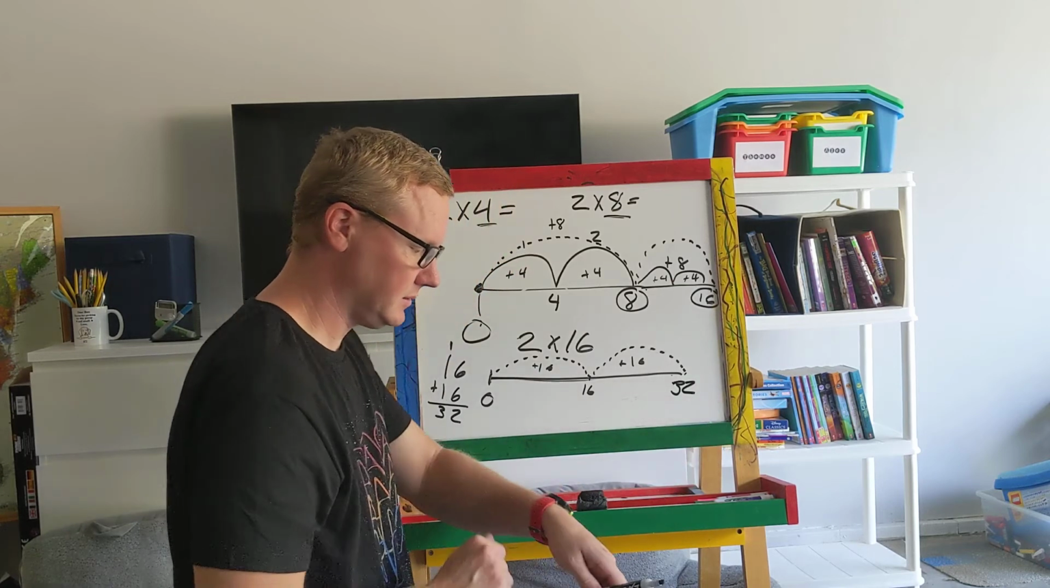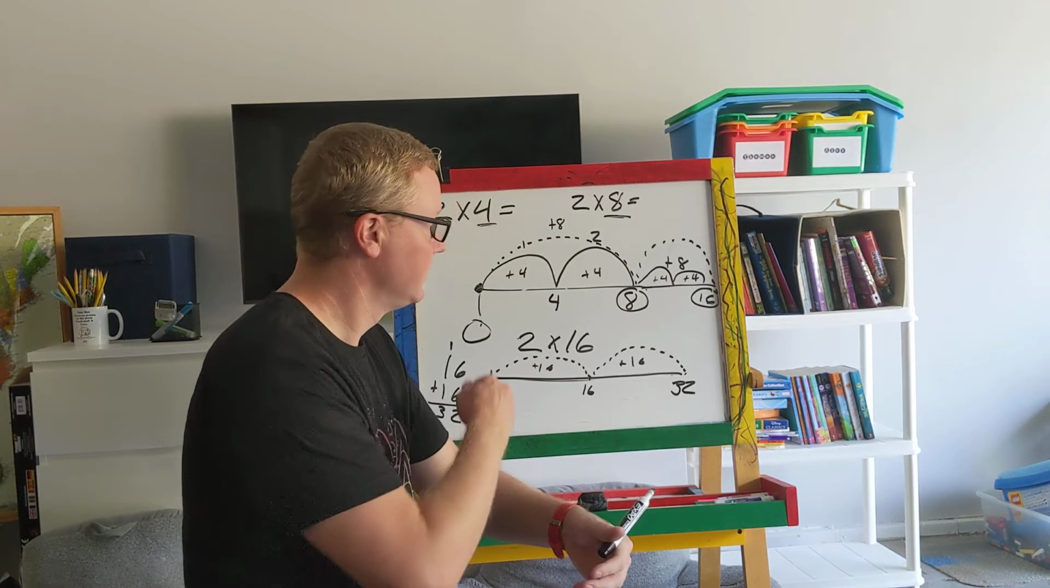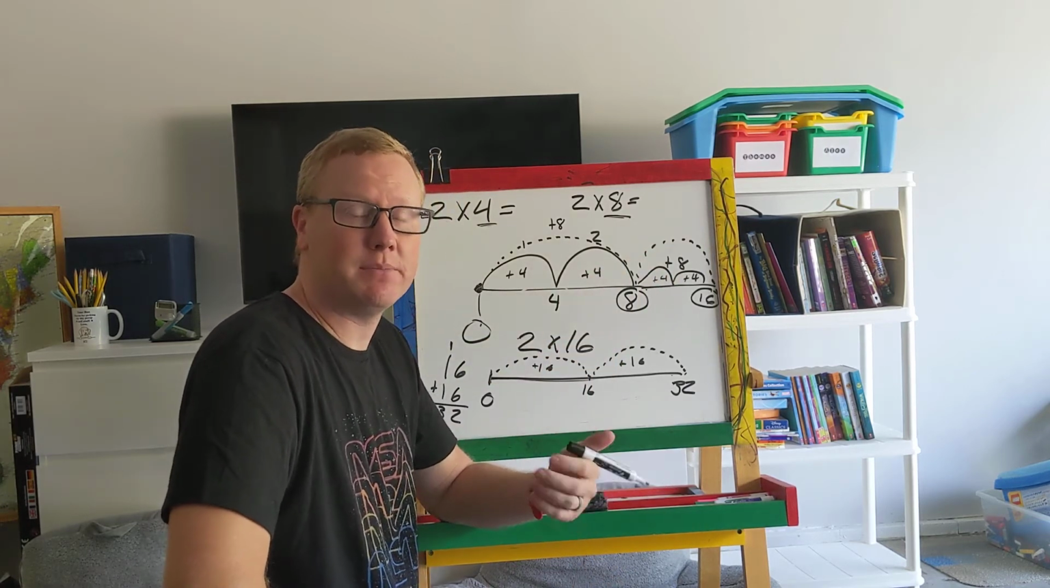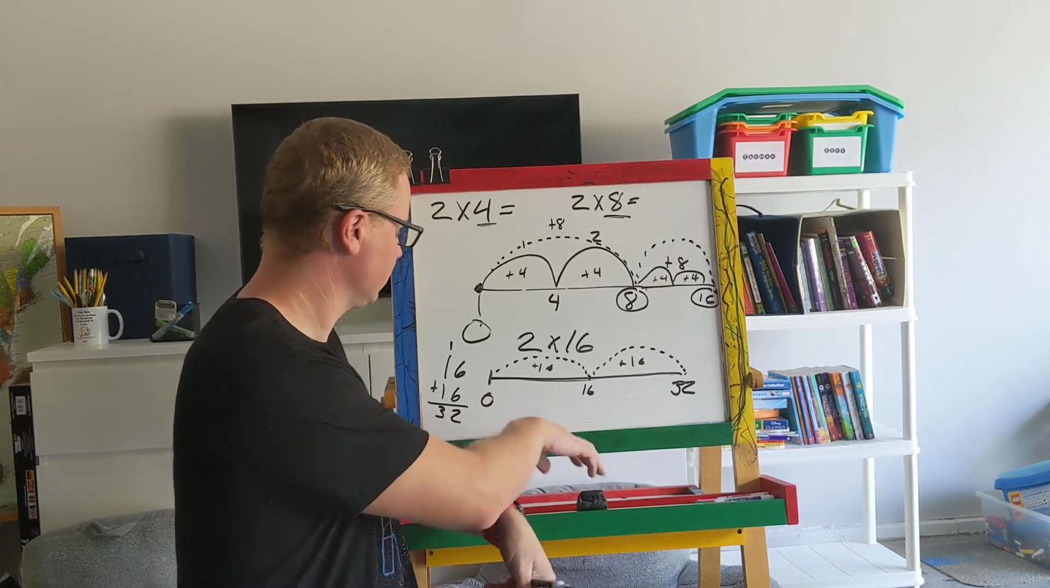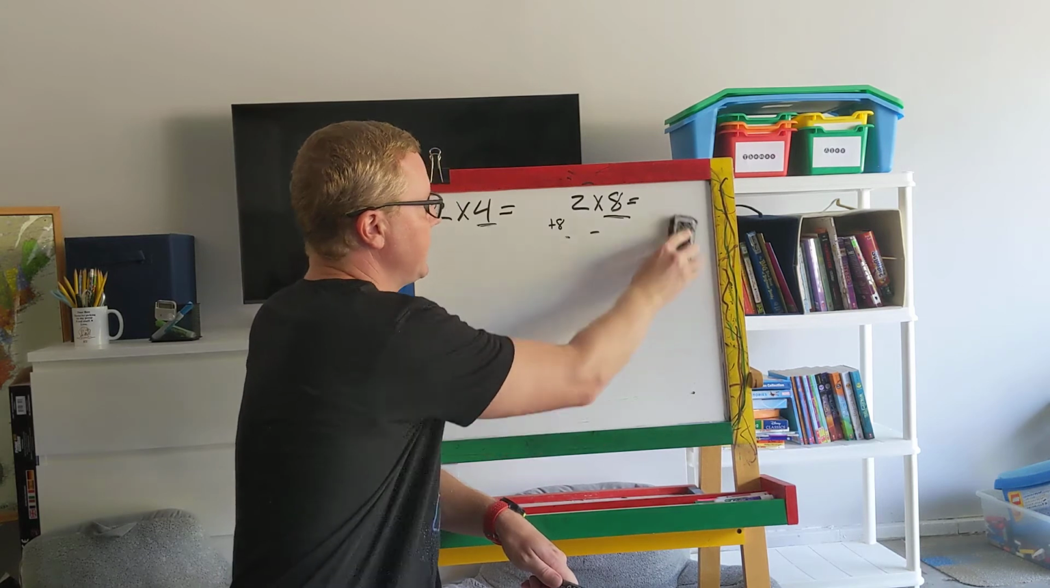32. So this is just a simple number line equation that you can use for simple multiplication strategies. It's not the most efficient, but it will get the job done. I'm going to show you one more and see if you can try it on your own.